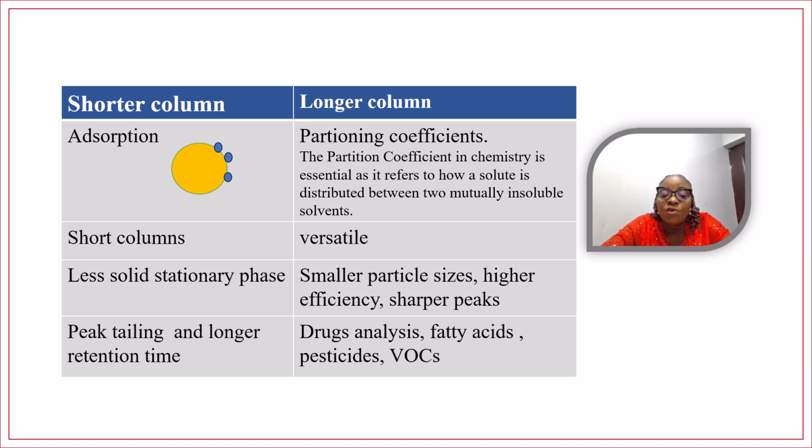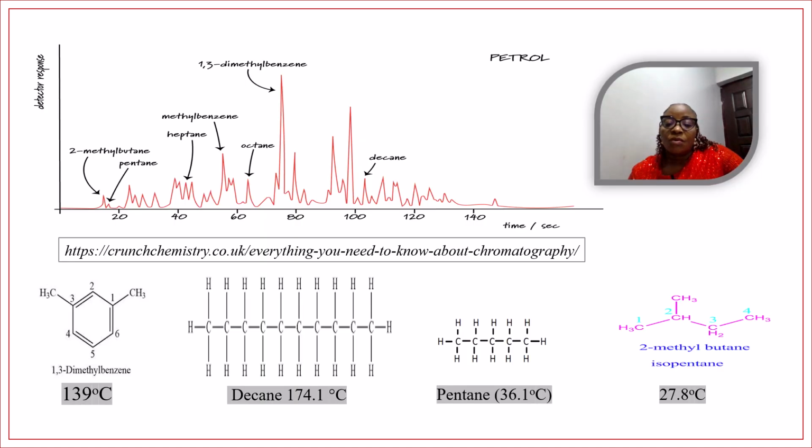It is widely used for a broad range of applications, including the analysis of drugs, pesticides, fatty acids, and volatile compounds in various industries. Gas-liquid columns, especially capillary columns, can be longer and have smaller particle sizes, leading to higher efficiency and sharper peaks. On this slide is the chromatogram of petrol.